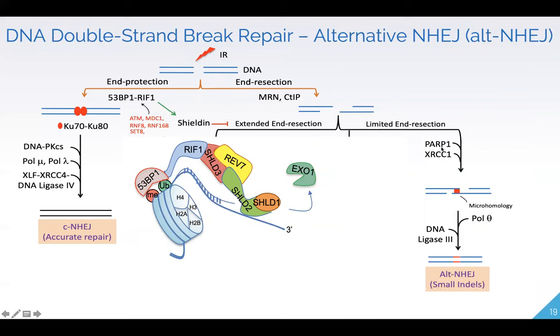PARP1 is the same protein that we've talked about in the context of nucleotide excision repair, in the context of base excision repair. So if you don't have PARP1, or if you have PARP1 inhibitors that we talked about last time, not only do you inactivate the base excision repair, but you also inactivate the alternative branch of non-homologous end joining, and therefore you're depriving the cells of 2 different repair pathways. In addition to these 2 proteins, you also need polymerase theta, as well as DNA ligase 3.